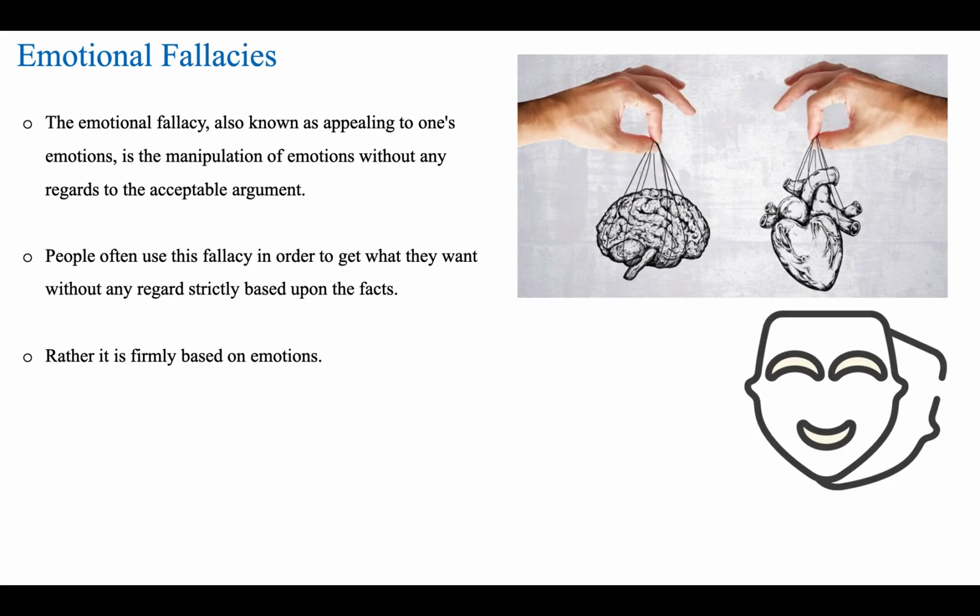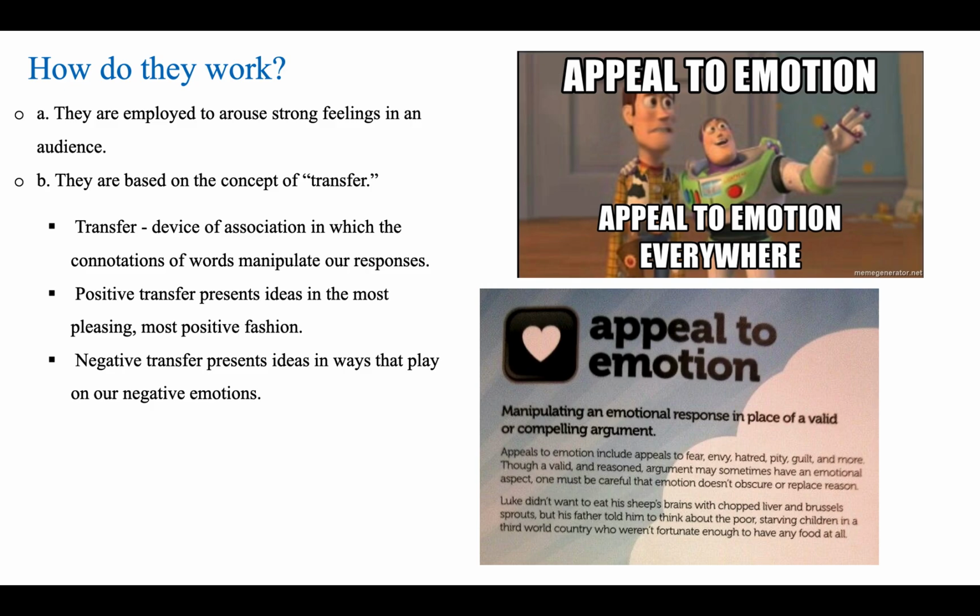Moving on to emotional fallacies. So, emotional fallacy, also known as appealing to one's emotions, is the manipulation of emotions without any regard to the acceptable argument. People often use this fallacy in order to get what they want without any regard strictly based upon facts, rather than it firmly based on emotions.